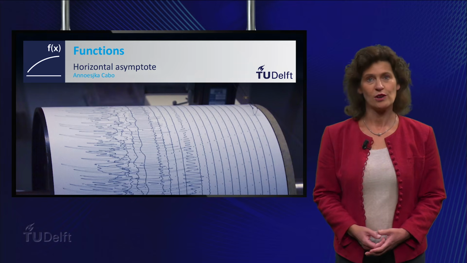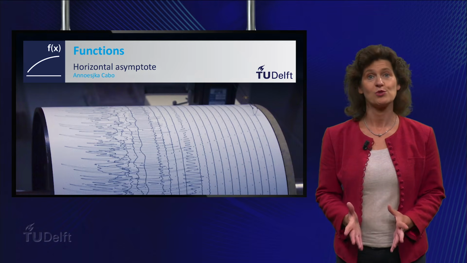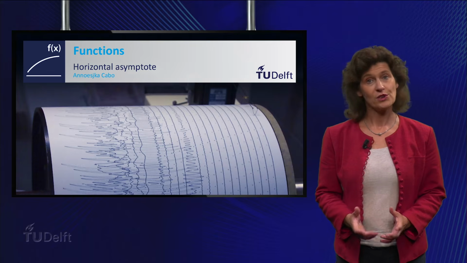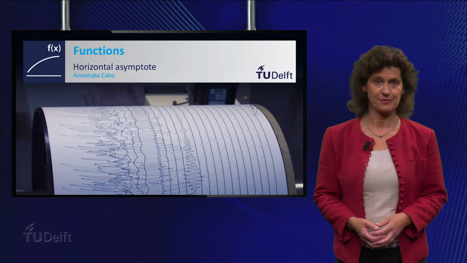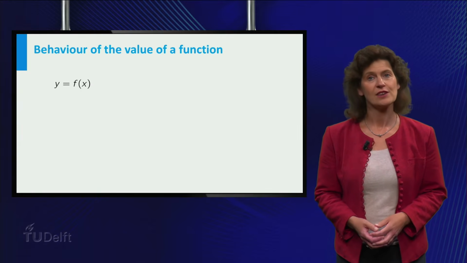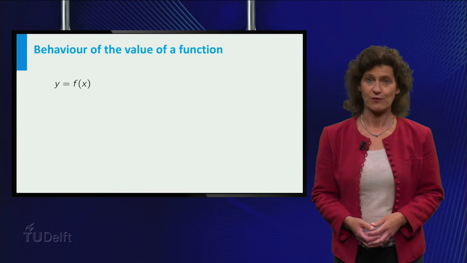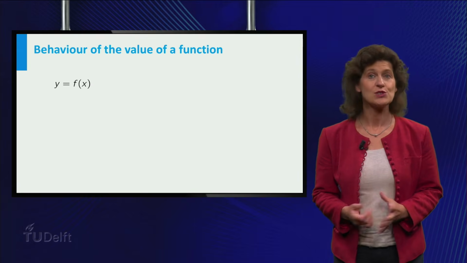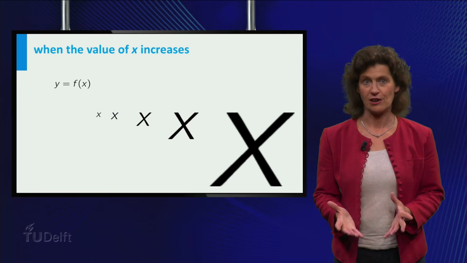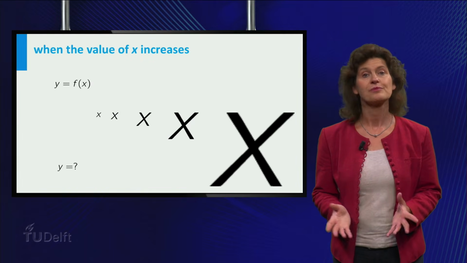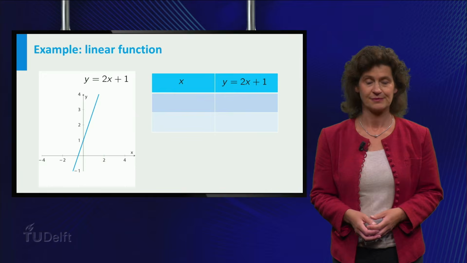In this video, you are going to find out what a horizontal asymptote of a function is, what it tells you about the function, and you will learn some Greek on the side. When investigating a function y is equal to f of x, it is interesting to see what happens to y when the value of x becomes larger and larger. Why? You will find out later.